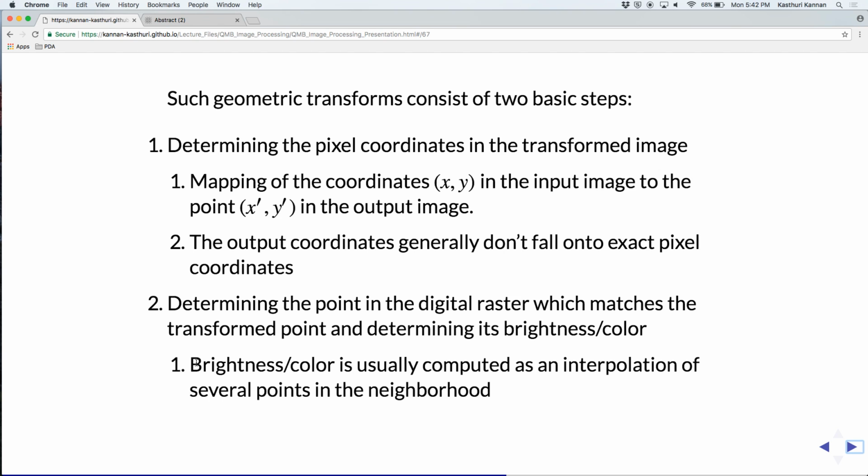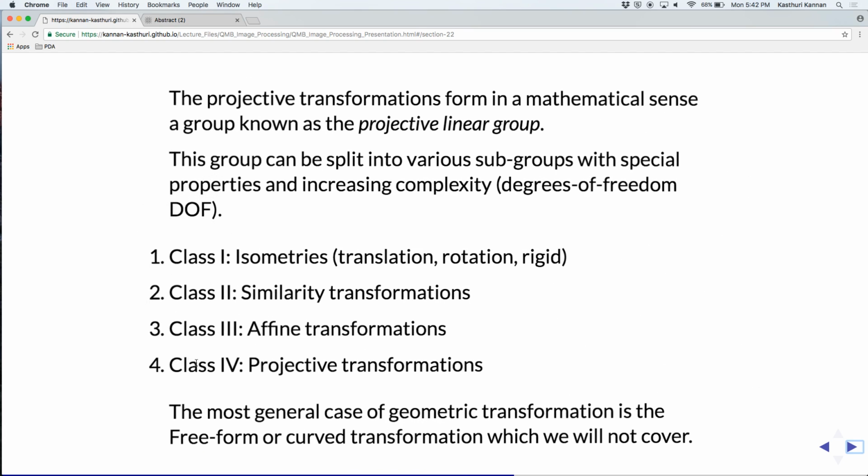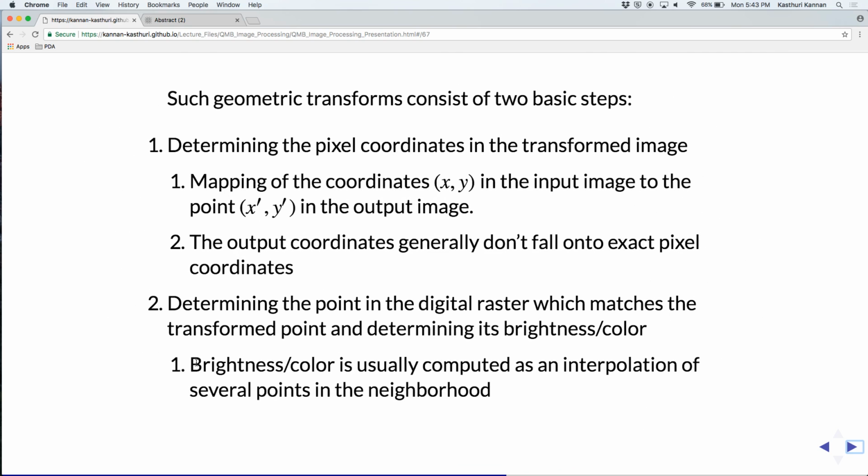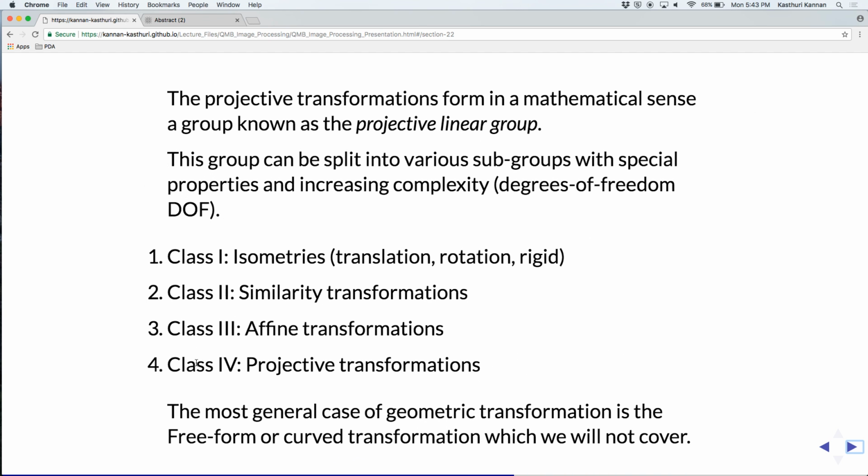One is that we need to map the coordinates from the input image to the output image. And the output coordinates generally do not fall exactly on pixel coordinates. There are some difficulties in there, and how we are going to do it. Also, we have to determine the brightness levels of the new transformed image. So two things are required. This is known as an interpolation problem. We'll study that a little later, but first we will see how some of the mappings are done.